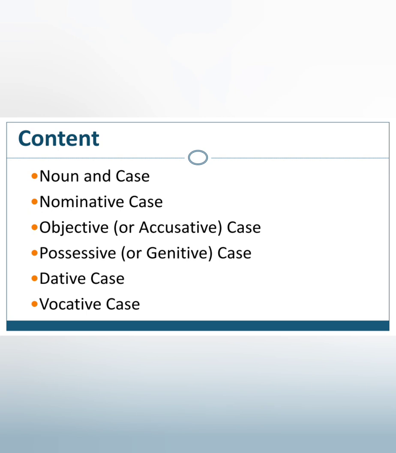Let's have a look at what we are going to learn in this chapter. We are going to learn noun and case, nominative case, objective or accusative case, possessive or genitive case, dative case, and vocative case.